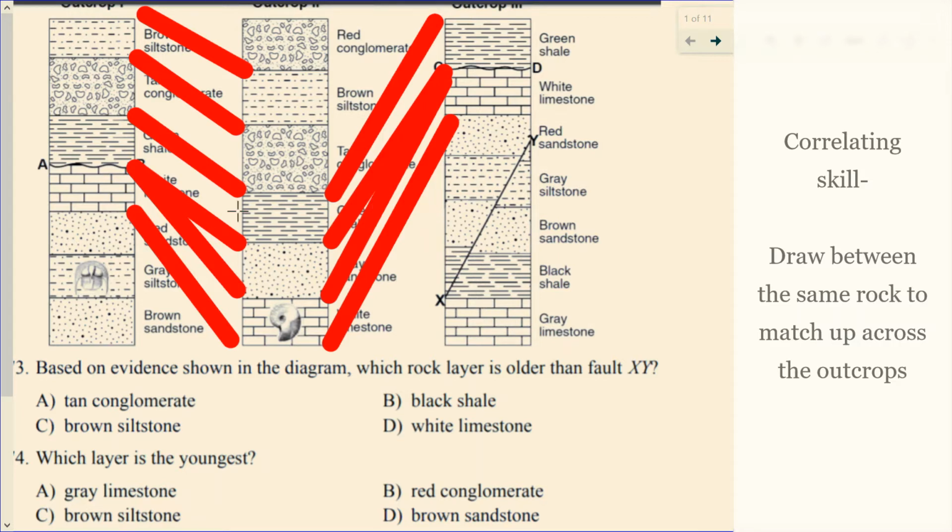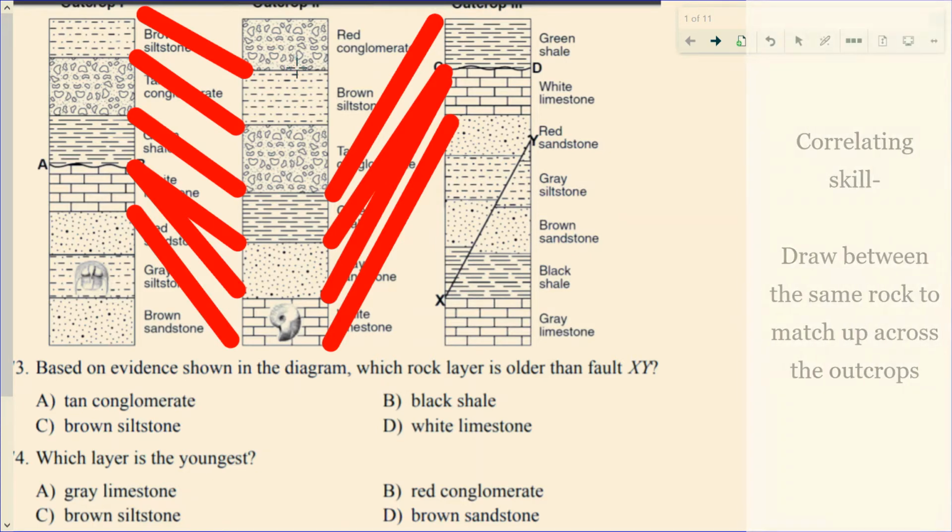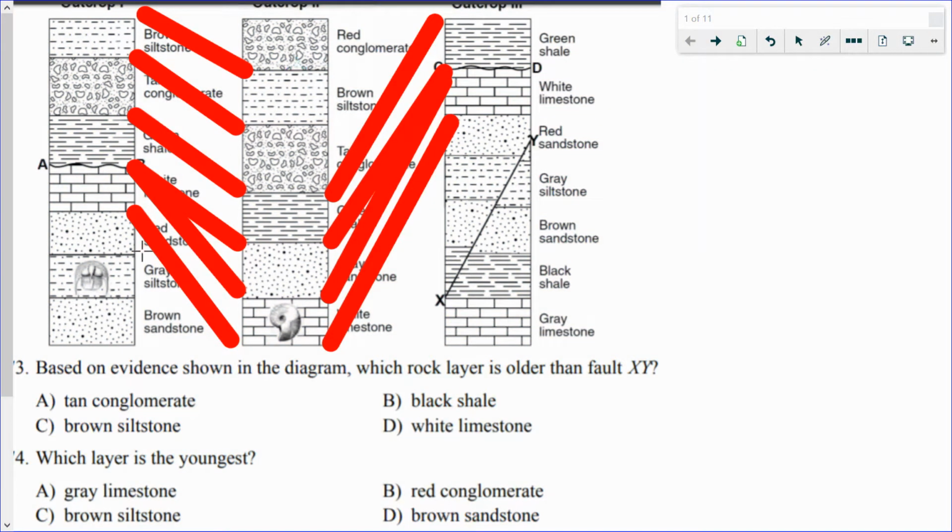And then if I match all this up, my youngest rock looks like it's probably the red conglomerate. And that's how I correlate. I put those things in order. So now, based on the evidence shown in the diagram, which layer is older than the fault?